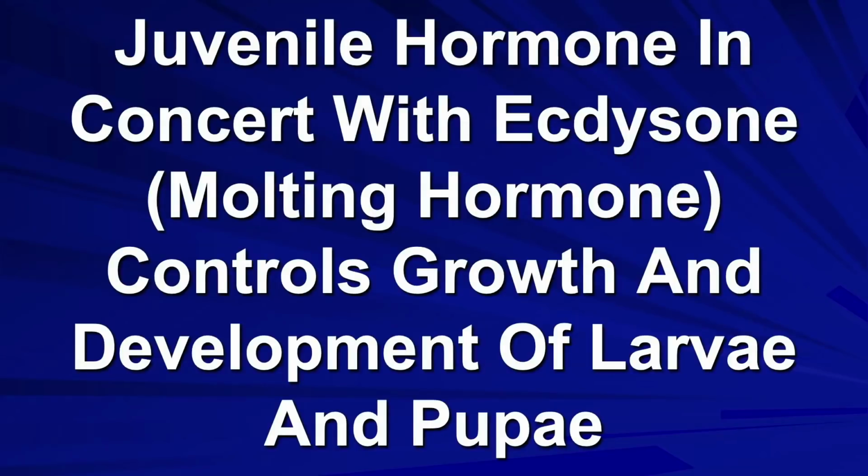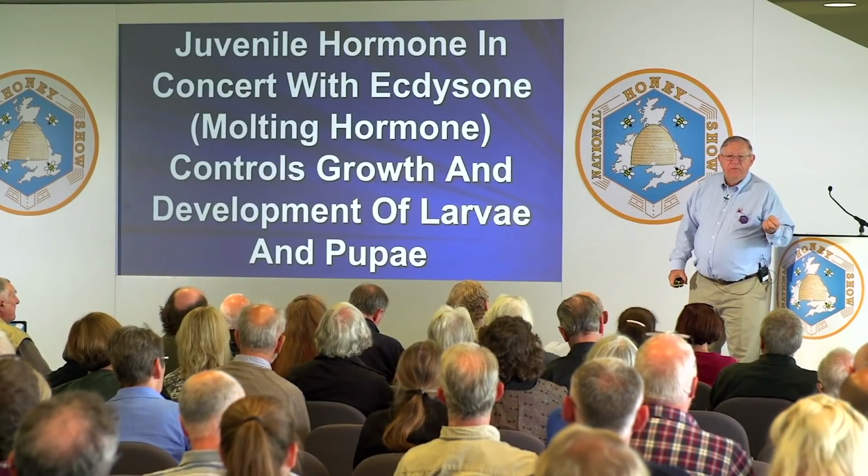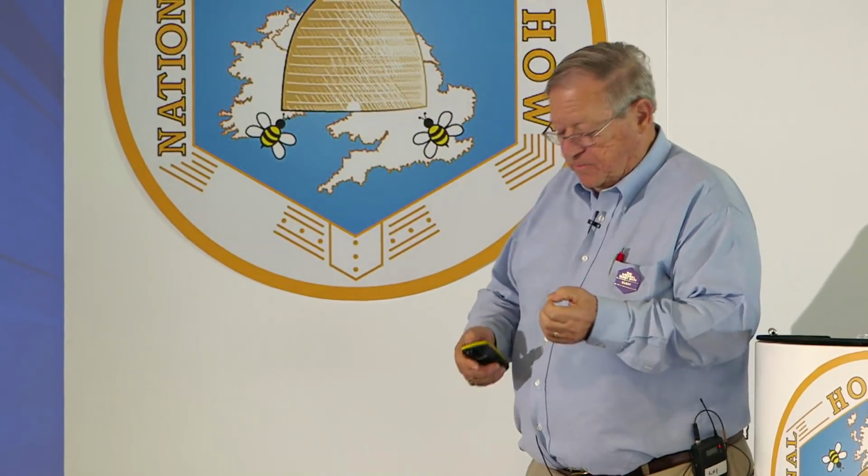Juvenile hormone in concert with ecdysone, which we said is the molting hormone, controls growth and development of larvae and pupae. So yesterday we said colony development is related to queen oviposition, the number of eggs she lays. All right? But what we're saying is the development of those eggs after they hatch and as they develop into adults is under the control of juvenile hormone as well as ecdysone.